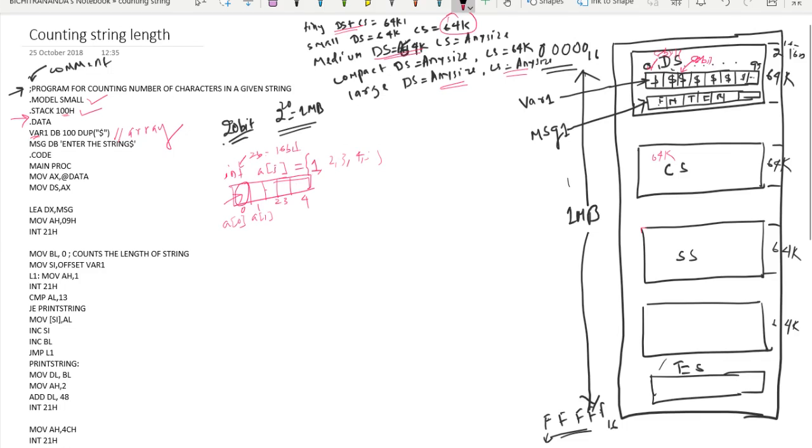Then next, go for message. Message is a variable of string type; enter the string, and this string ends with dollar. This dollar is the sign that your string ended here. In a C program, every string ends with the null symbol, but here in assembly, every string ends with the dollar.